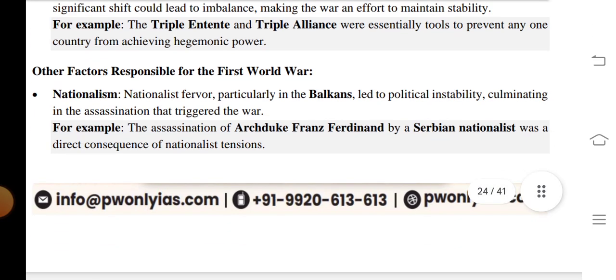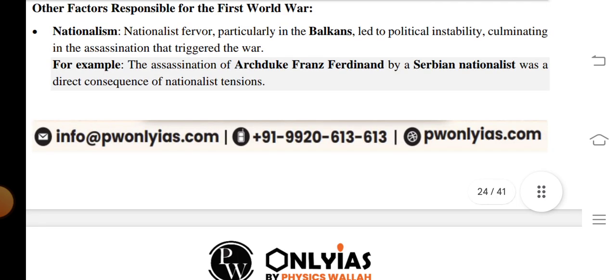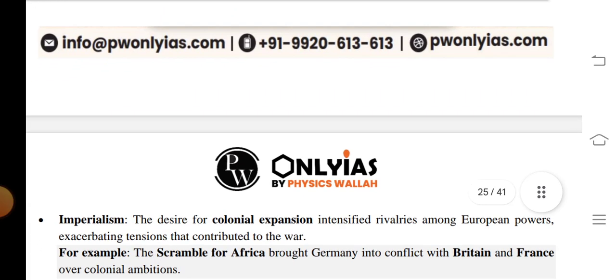Other factors responsible for the First World War were nationalism and rivalries, particularly in the Balkans, which led to political instability, culminating in the assassination that triggered the war. For example, the assassination of Archduke Franz Ferdinand by Serbian nationalists was a direct consequence of nationalist tensions.